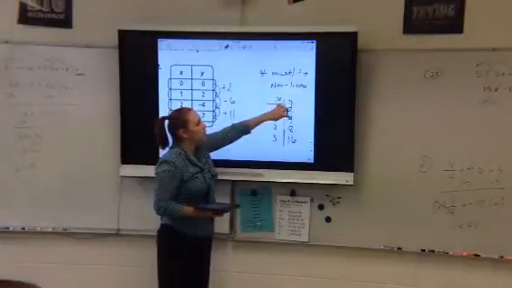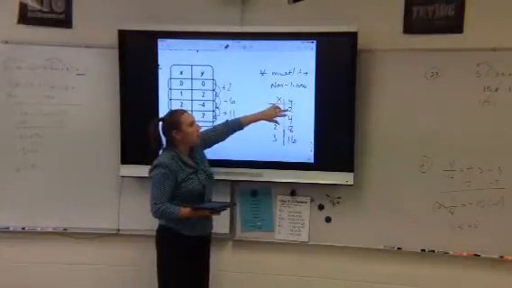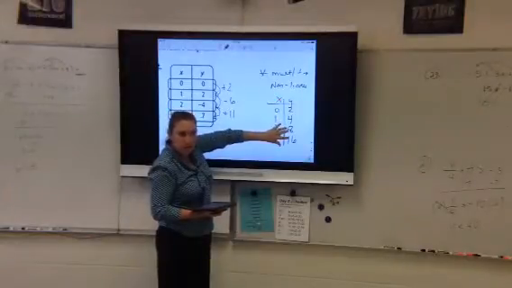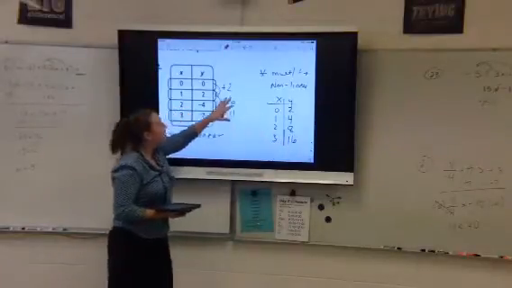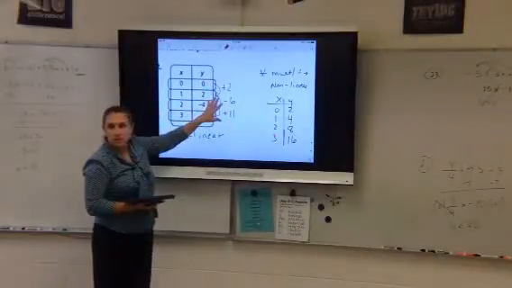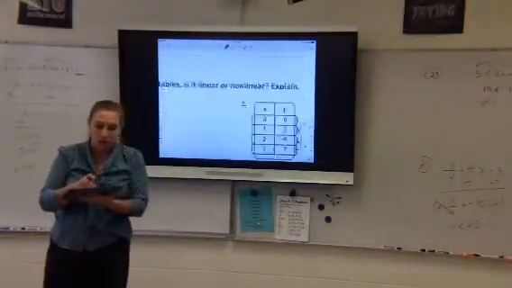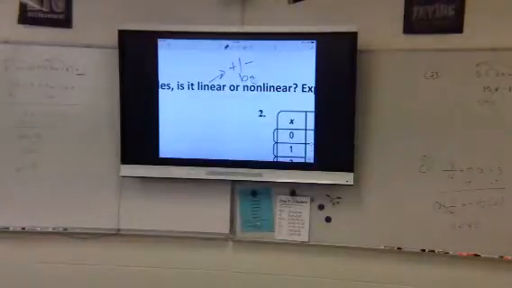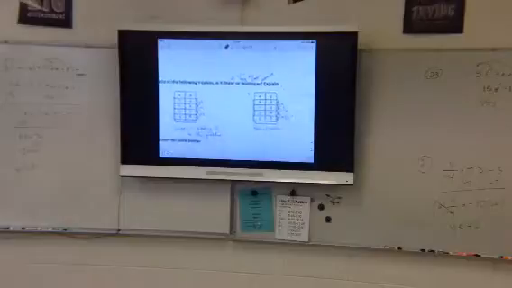Well, here you start looking, it's plus 2, plus 4, plus 8, but look, I'm multiplying by 2, multiplying by 2, multiplying by 2. Does that make sense? So when you're multiplying, it's not a line, okay? So if it's not addition or subtraction, it's not linear. So that is what we are looking for. On a line, we are looking for addition and subtraction by the same amount.